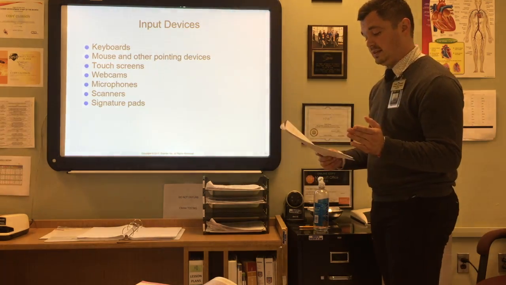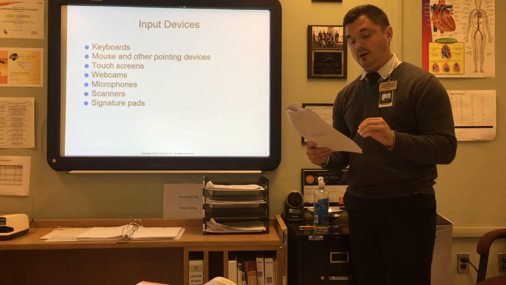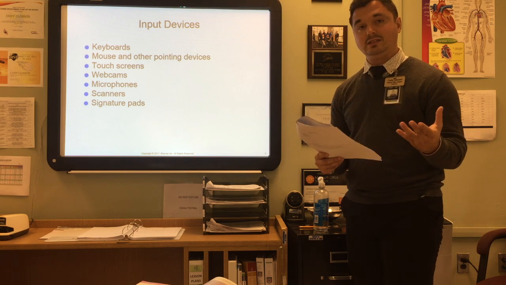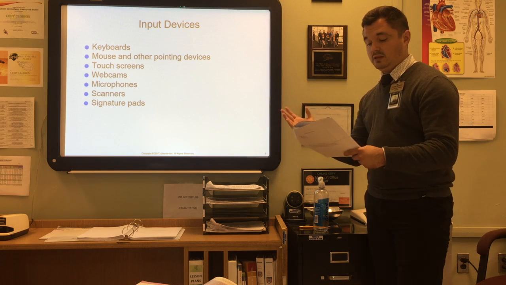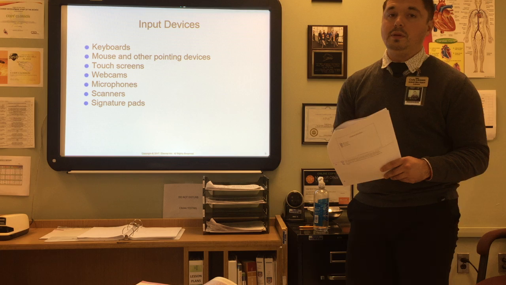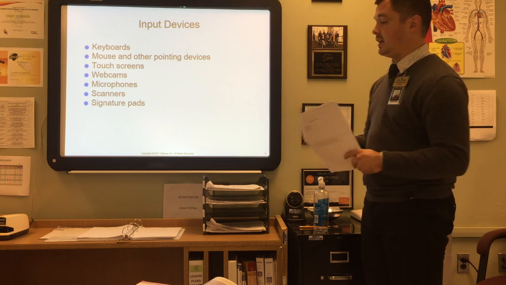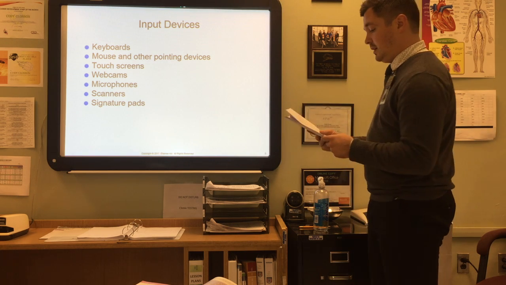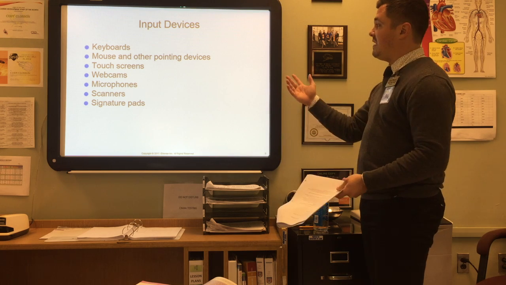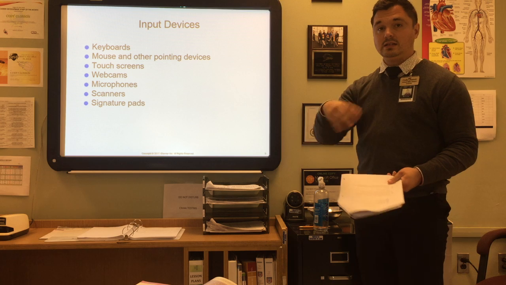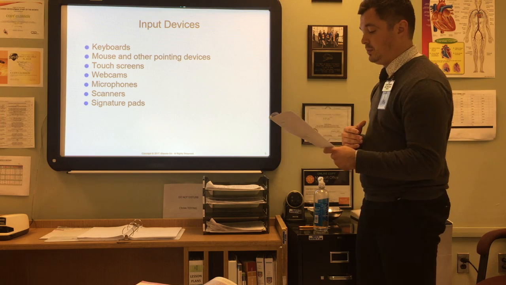So, input devices. An input device is a peripheral hardware that allows the user to provide data to the computer. Those types of input devices could be like a keyboard. Keyboards are the most common type of input device. Okay, you type into the computer. Then you have mouse and other pointing devices. So that inputs data into the computer as well.